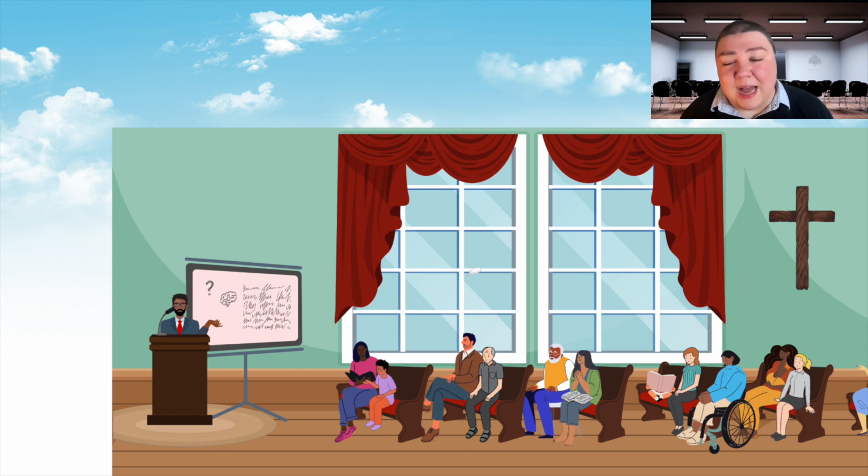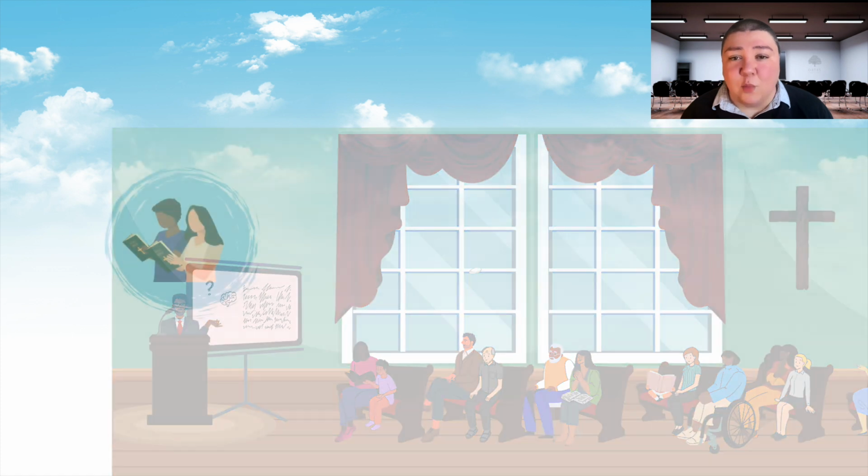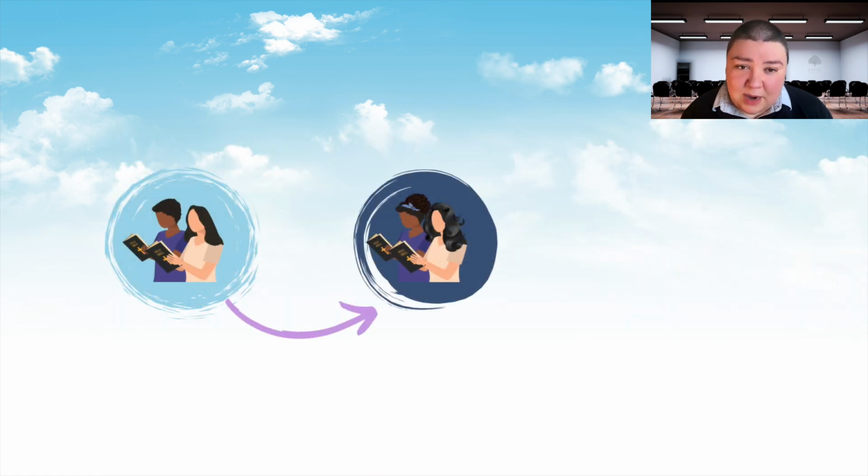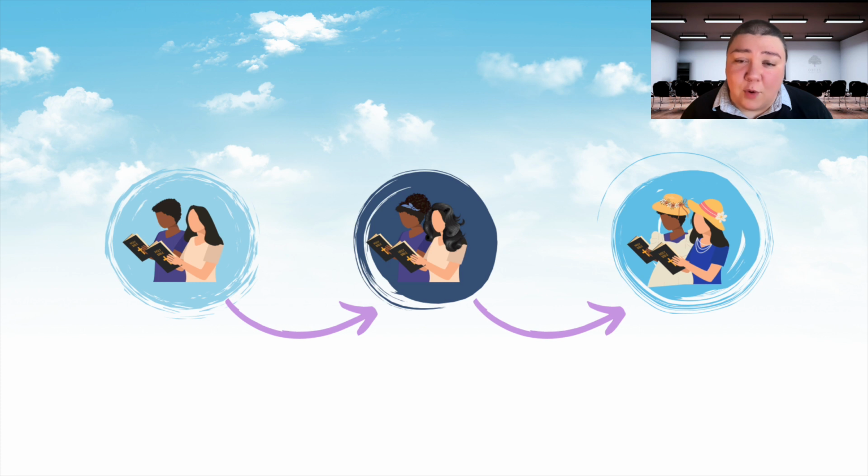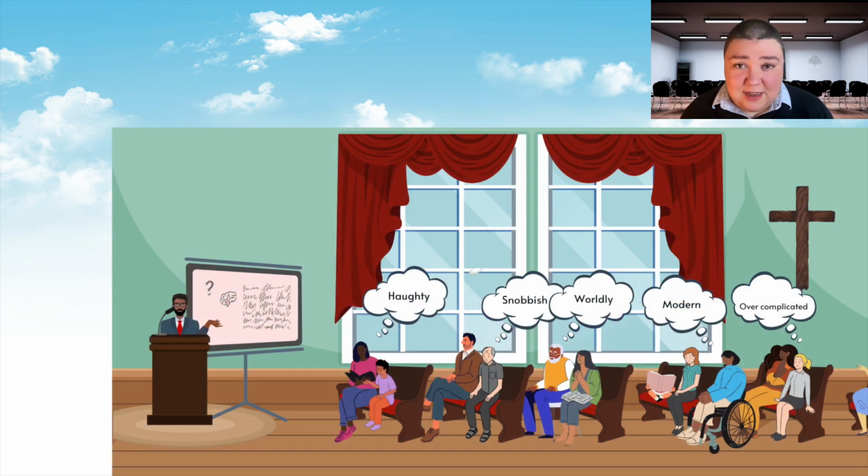Because the members back in his church have a way of doing things, a way of reading the Bible, the way their parents did, and their grandparents, and their great-grandparents before them. A way of reading certain biblical texts without all that fancy theological language. And they think the things Malik is sharing are academic drivel. Haughty, snobbish, worldly, modern, overcomplicated stuff that is irrelevant to everyday believers.